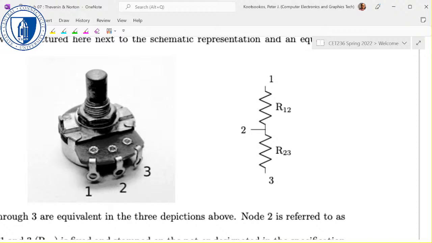What happens when you move that dial around is where pin 2 hits the resistor changes. So if it's all the way to the left, then the resistance between 1 and 2 is small, 0 hopefully. And the resistance between 2 and 3 is 10k. If it's all the way to the right, and I'm turning it clockwise to go to the right, then the resistance between 3 and 2 is negligible, and the resistance between 1 and 2 is 10k.